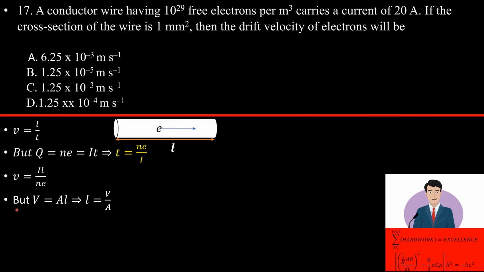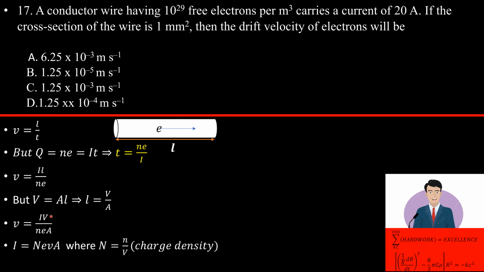But the volume of this wire is the cross-sectional area multiplied by the length of the wire. And so the length is volume over cross-sectional area. So in our drift velocity, we can replace this L with the volume over cross-sectional area. If we write IV over NeA here, remember that this N is just the number of electrons present in this conductor, not the electron density. Electron density will be the number of electrons divided by the volume of the conductor.